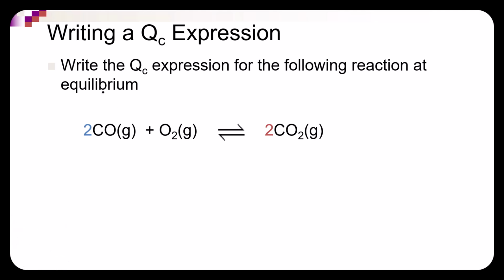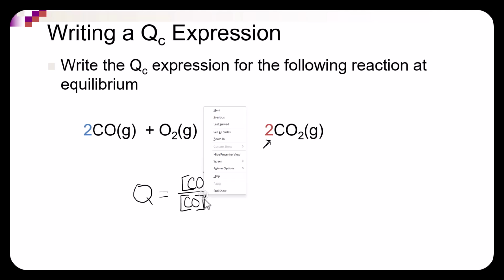Alrighty. So we know that our Q expression is going to be the concentration of products over the concentration of reactants. The concentration of products is the concentration of carbon dioxide, and remember, we raise it to whatever that coefficient is. So I'm going to raise this to the power of 2, or square it. Products over reactants: I'm going to write the concentration of my reactants, carbon monoxide, raised to that coefficient, times the concentration of my oxygen.